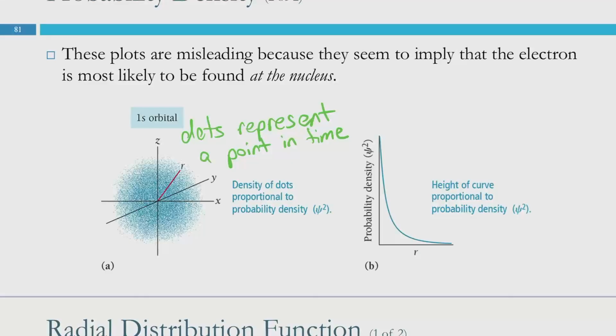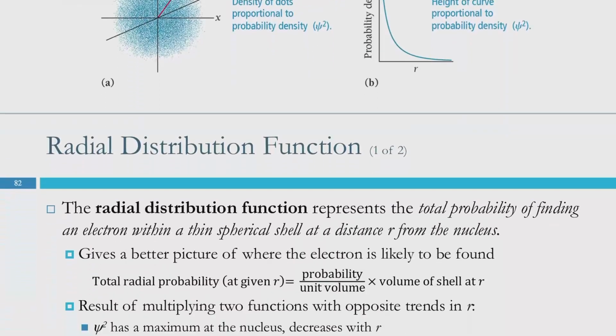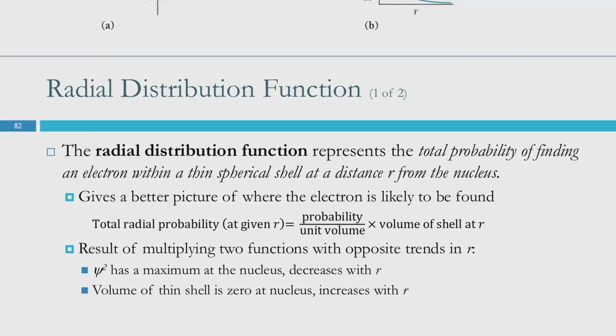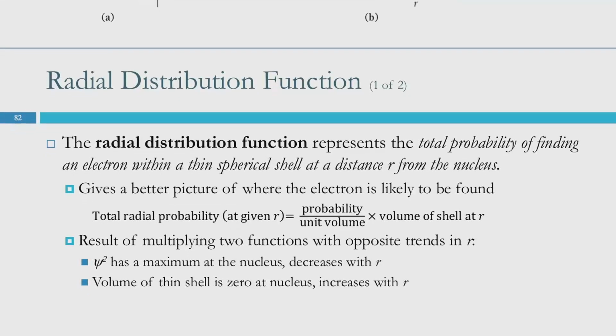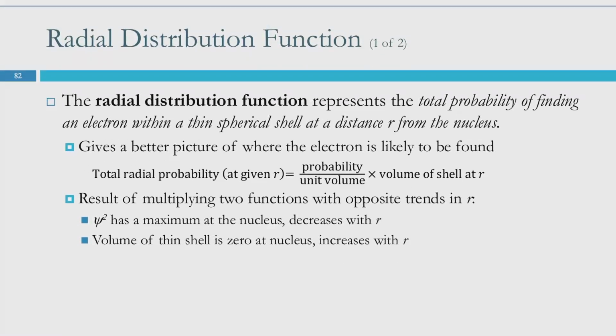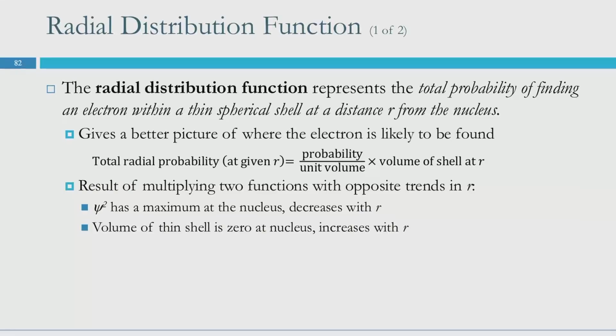So we've got a different function because the probability density doesn't really paint the whole picture. We've got a radial distribution function. This is the total probability of finding an electron within a thin spherical shell at a distance r from the nucleus. So we take a shell and we say, what's the likelihood that we find our electron there? And then we take a thin shell that's slightly outside of that. What's the probability of finding the electron there? And one outside of that. And we slowly paint those shells on, and we calculate the probability at each of those different shells.